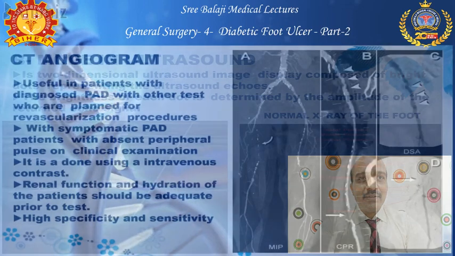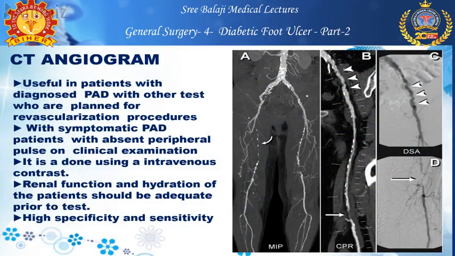CT angiogram. Who requires a CT angiogram? Diabetic foot ulcer patients who have been diagnosed to have peripheral vascular disease with other tests like ankle brachial pressure index and toe pressure index, and patients who are clinically presenting with gangrene or who have a clinically absent pulse. Those patients get a CT angiogram, especially when it is needed for revascularization procedures.